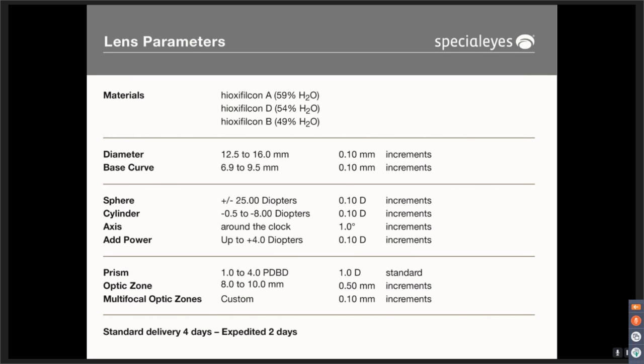These lenses do not dehydrate, so I put them on first thing in the morning, and I have very long days, just like most of you.